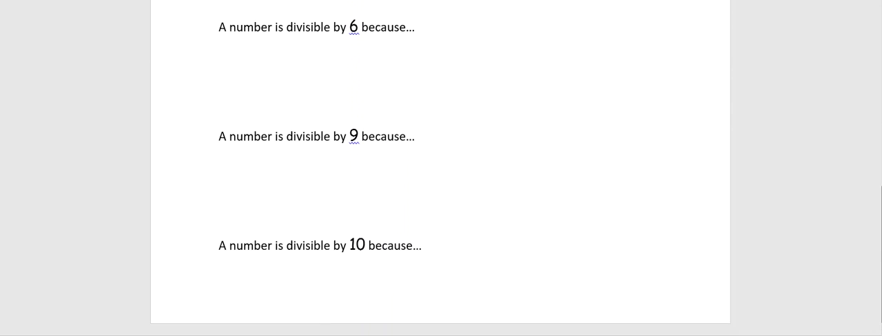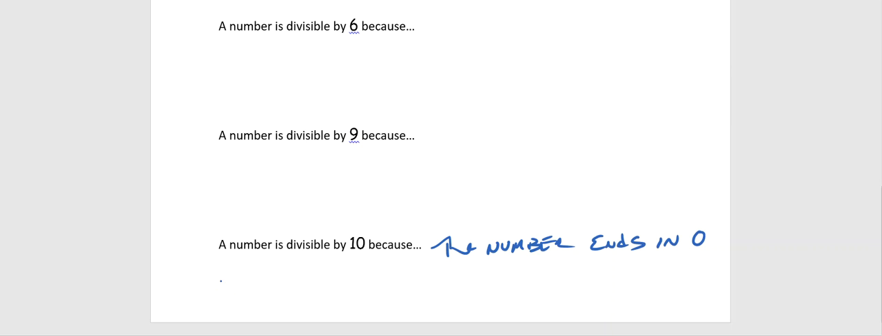We know that a number is divisible by 10 because the number ends in 0. So examples of that might be 30 and 1070 and 1,000,000, 3,000, etc. Those all end in 0. So we know for sure those are numbers that are divisible by 10.